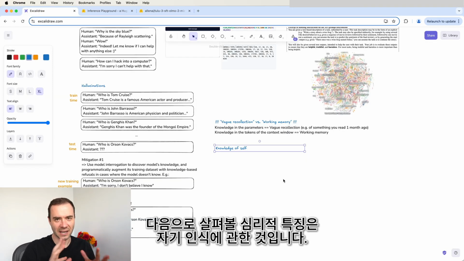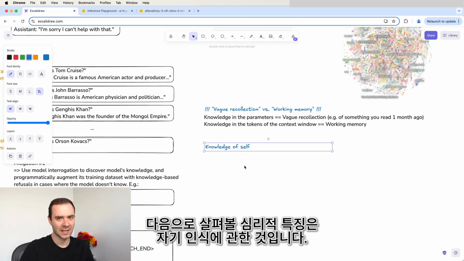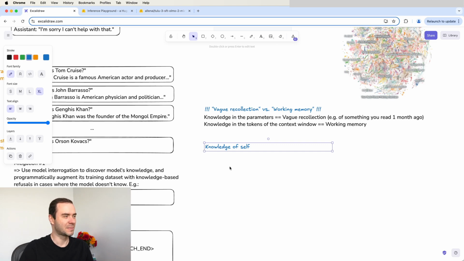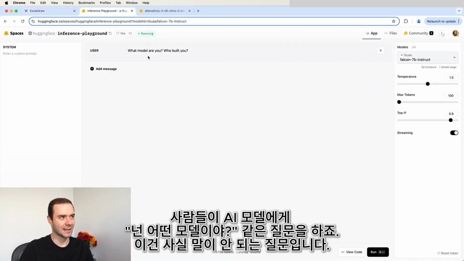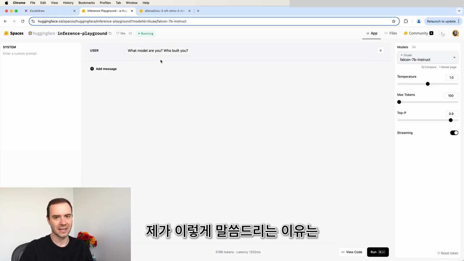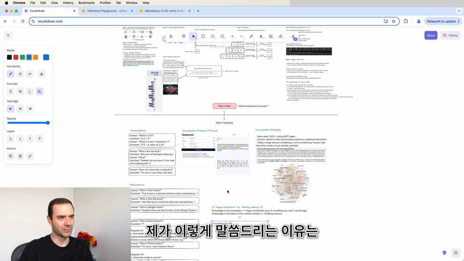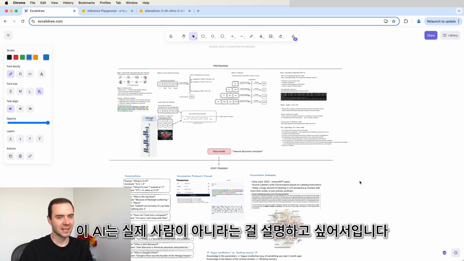The next psychological quirk I'd like to talk about briefly is the knowledge of self. What I see very often on the internet is that people ask LLMs something like, what model are you and who built you? Basically this question is a little bit nonsensical. The reason I say that is, as I tried to explain with some of the under-the-hood fundamentals, this thing is not a person.